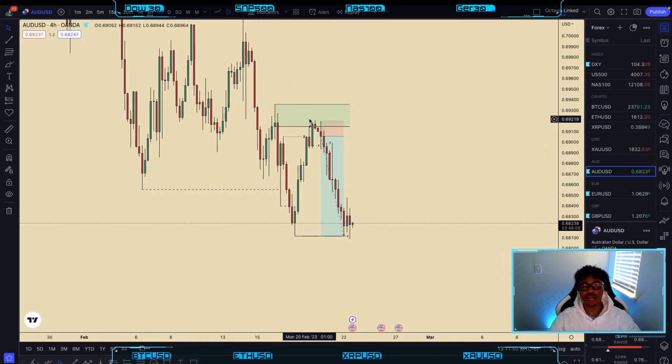Now, once price came back to this area, okay, there's a certain way that I use time frame confluence and time frame correlation, and I'm going to show you guys on the lower time frame what time frame I selected as my micro in order to take advantage of this trade right here.